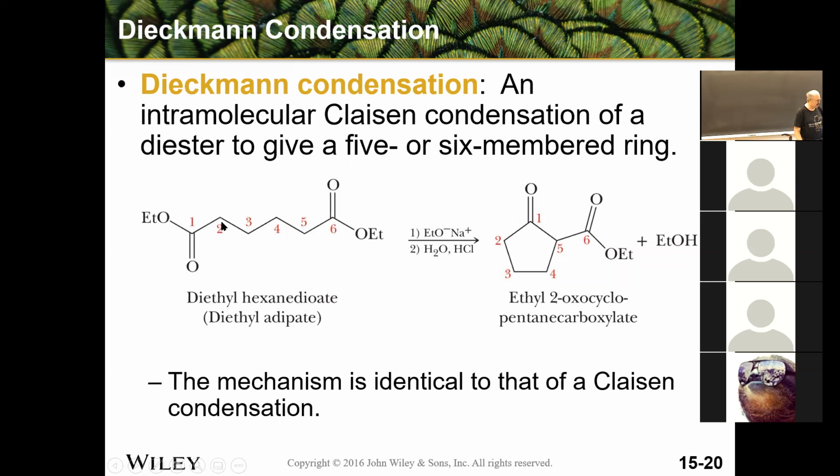more remote carbonyl, that would give us a 1, 2, 3, 4, 5-membered ring. So that would attack, push a pair of electrons up onto the oxygen. That electron pair pushes back down, kicks out the ethoxide, and we get this beta ketoester. This is identical to the Claisen condensation that we saw earlier. It's just forming a cyclic compound.